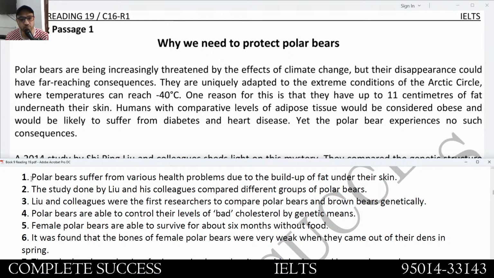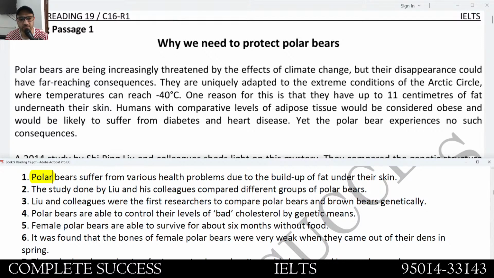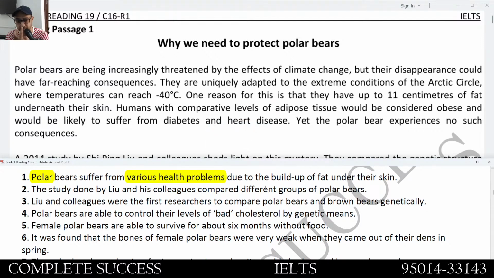The first question is, polar bears suffer from various health problems. So they are specifically talking about polar bears. They suffer from various health problems due to build-up of fat under their skin. So under their skin, the fat is built up, and because of that, they suffer from various health problems.